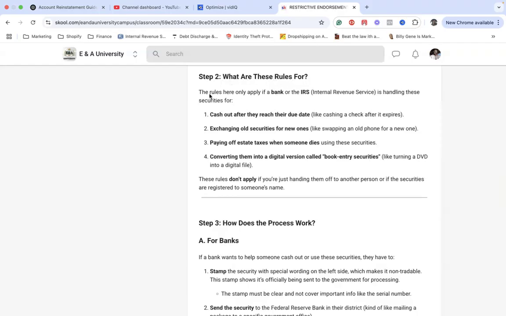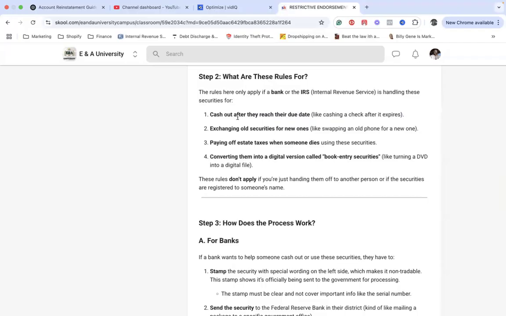So what are the rules for this? The rules only apply if a bank or the IRS, the Internal Revenue Service, is handling these securities: cash out after they have reached their due date. Like cashing a check after it expires. Do you understand what that means? Like if you have a check and it expires, you can still cash it out through the process.